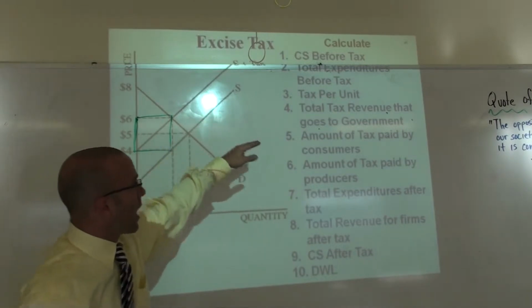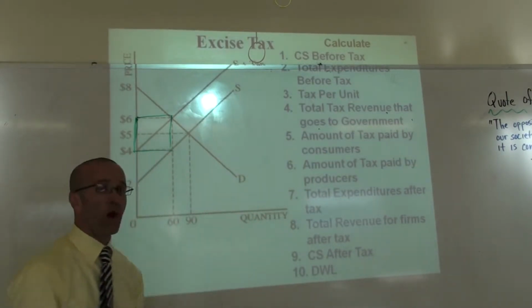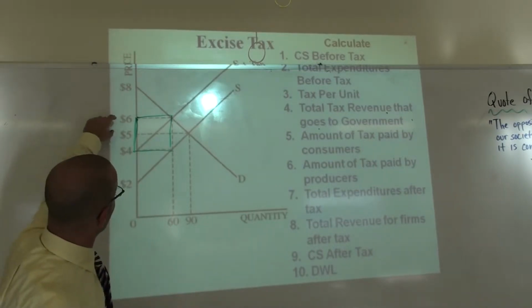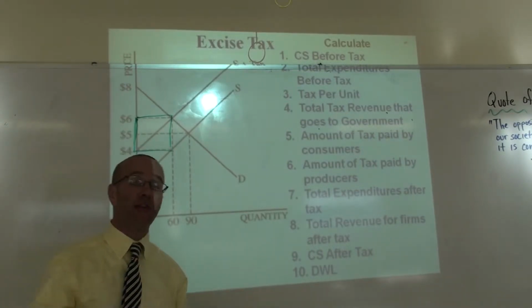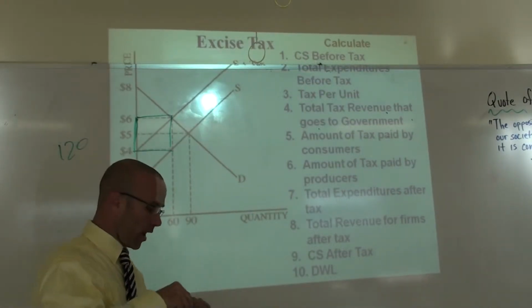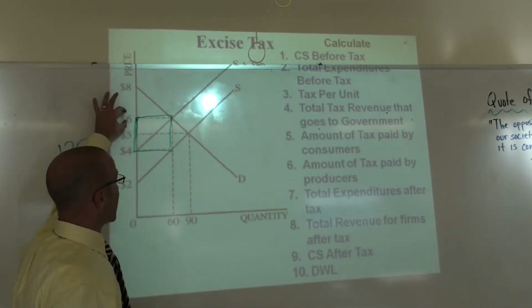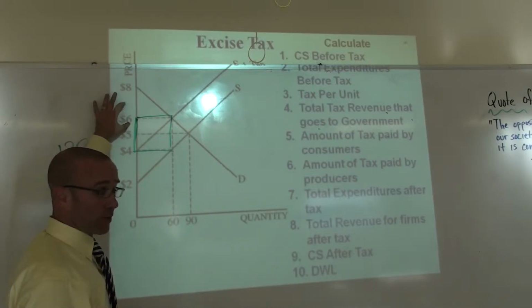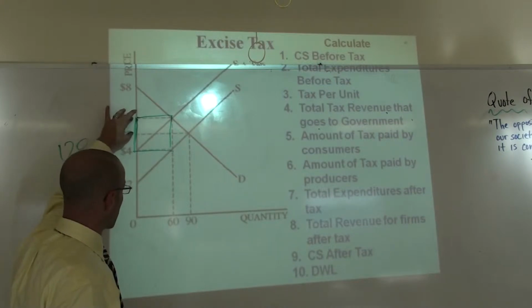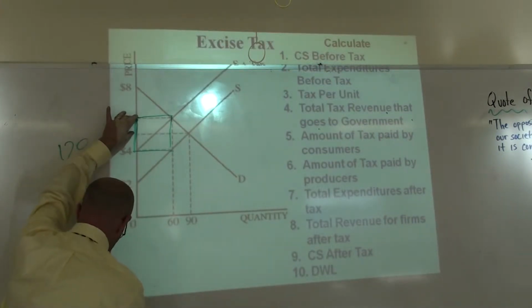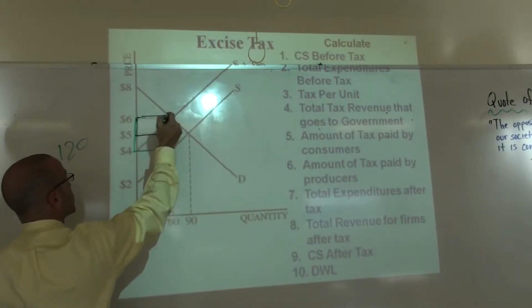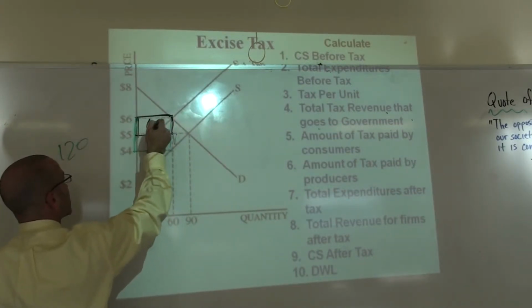Next question. Amount of tax paid by the consumer. What is the incidence here? We got 2 times 60 and 120. How much of that 120 is paid by the consumer? All right? So how do you find that? You take the new equilibrium price paid by the buyers, what they're paying, minus the old equilibrium price that they were paying. So 6 minus 5 is $1. $1 times 60 means that of this 120, consumers are paying 60 of it.